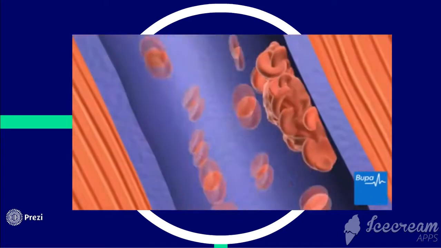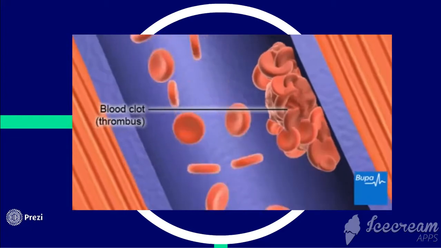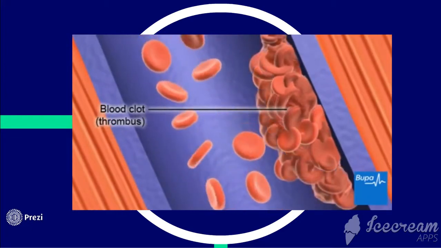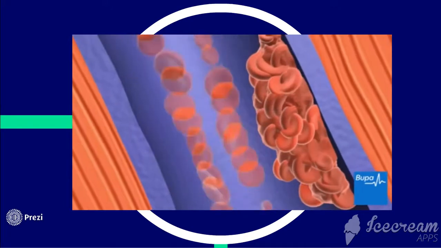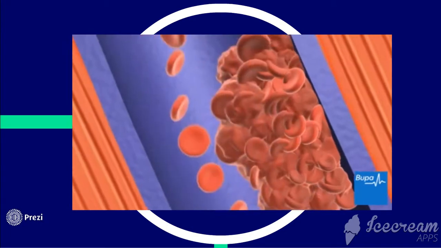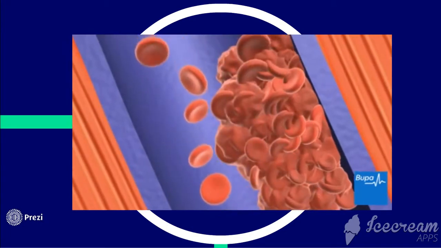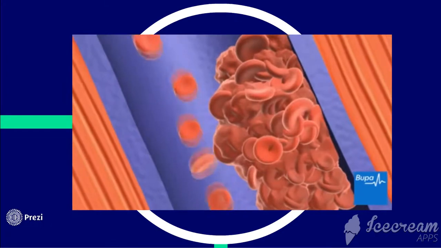DVT is where a blood clot or thrombus forms in a deep vein. It partly or completely blocks the flow of blood through the vein. A blood clot can form if a vein is damaged, if the flow of blood in the vein slows down, and if the blood has a higher than normal tendency to clot. Here we show the blood clot forming in the vein.